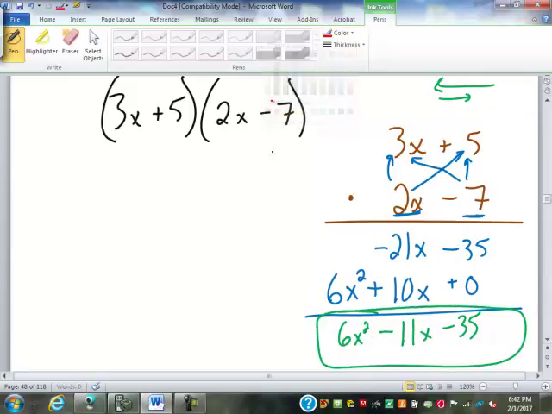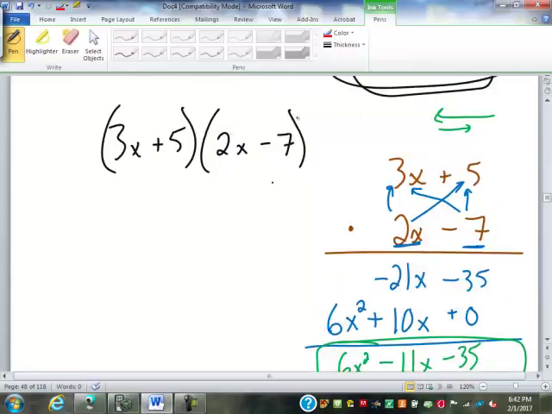Now, many of you were probably taught a shortcut with these called FOIL. What's the F stand for? First. That means you multiply the first two digits. 3x times 2x is 6x squared. What's the O stand for?